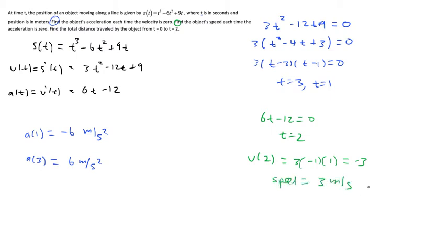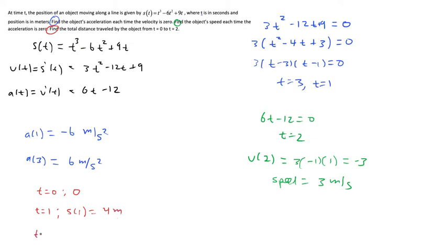And the last thing, we want to find the total distance traveled by the object from t equals 0 to t equals 2. So what we want to do is find at t equals 0, the position is 0. We're just going to plug in s of 0. What about t equals 1? At t equals 1, s of 1 is equal to 1 minus 6, which is negative 5, plus 9, which is 4. It has traveled 4 meters.